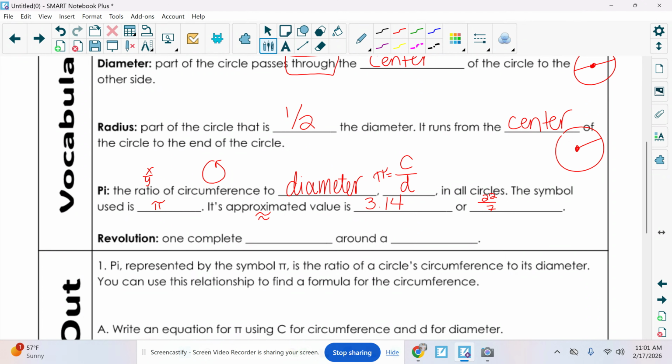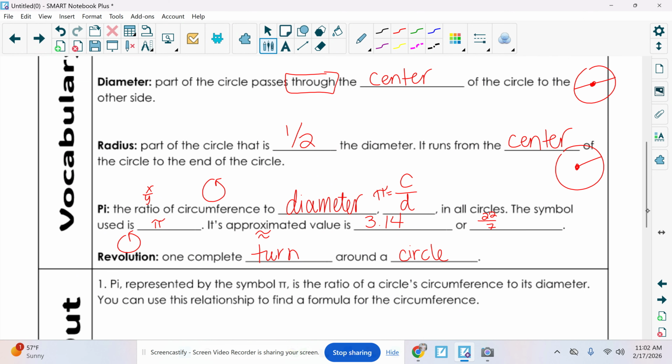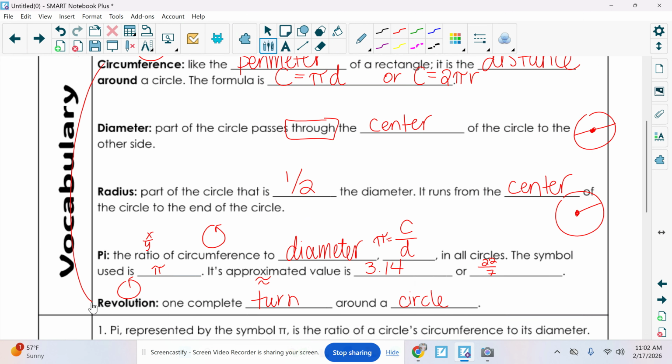Alright, revolution is not this kind of a revolution. Revolution here is around. It's the distance it travels in one turn, one complete turn around a circle. What is revolution similar to? Which of the vocabulary words? Which one has the same symbol that we wrote? Circumference. These two things are the same.